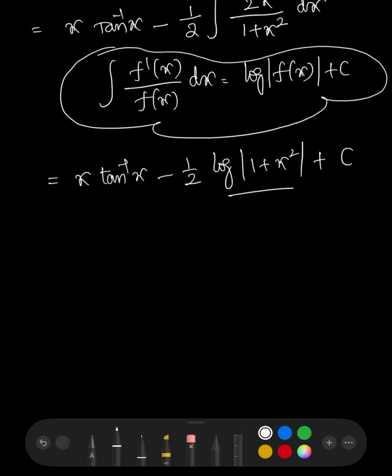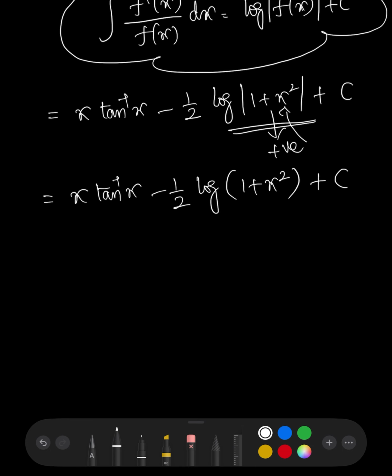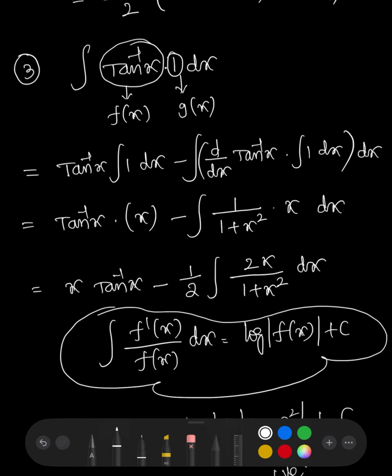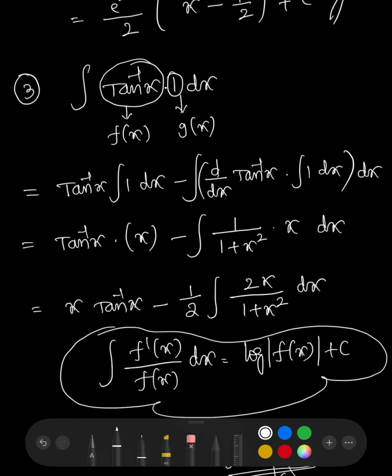Now here if you observe this, we can use modulus, there is no problem. Without using modulus also no problem, because 1 plus x square is a positive quantity. So you can eliminate modulus also, no problem. So x into tan inverse x minus 1 by 2 log of 1 plus x square plus c, because whatever the values of x, this 1 plus x square is positive. So if a single term is given, integration of tan inverse x, and the formula we don't know, we can use the by parts rule by multiplying with 1. There is no problem if you multiply with 1.